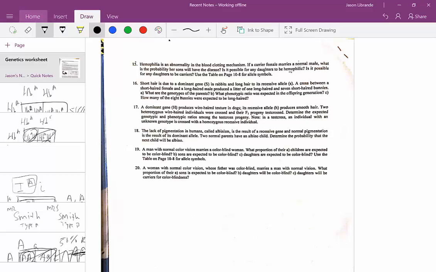Okay, 17. A dominant gene H produces a wire-haired texture in dogs. Its recessive allele h produces smooth hair. 2 heterozygous wire-haired individuals were crossed and their F1 progeny test crossed. Determine the expected genotype and phenotypic ratios among the test crossed progeny. Then give some notes about what a test cross is. Okay.